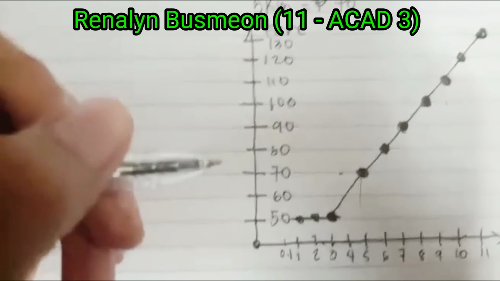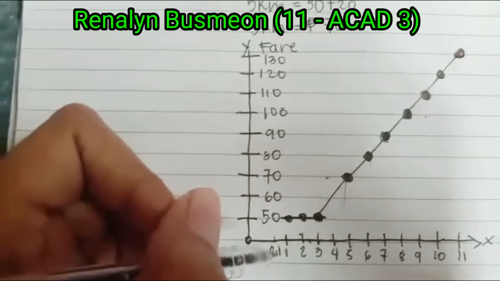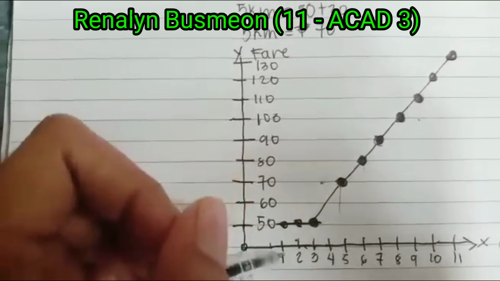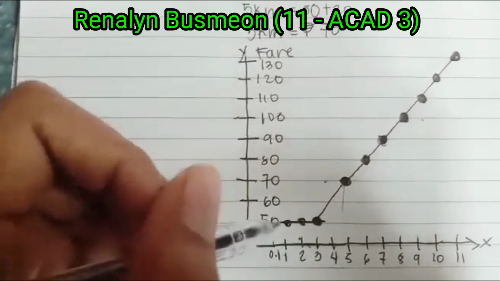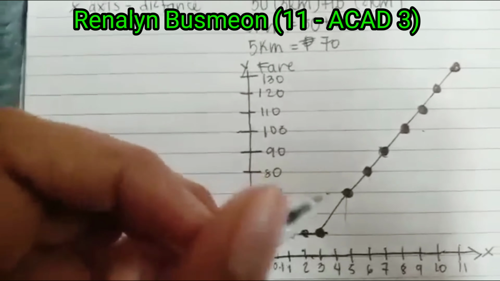Dito na tayo sa graph. Ang minimum fare natin ay 3 kilometers. So, kahit 0.1 lang ang na-consume mo, babayaran mo pa rin ay 50 pesos kasi ayun yung minimum fare. Pero pag hindi ka naman sumakay, wala kang babayaran kasi hindi naman tumakbo yun.